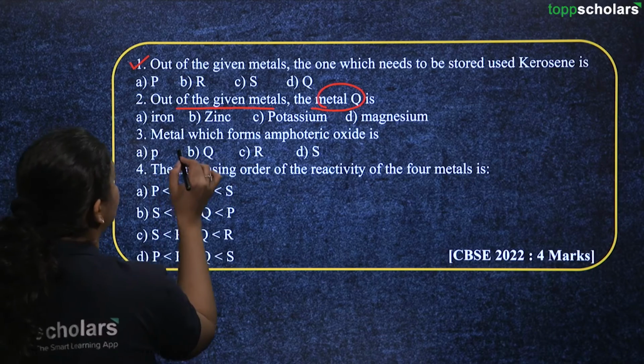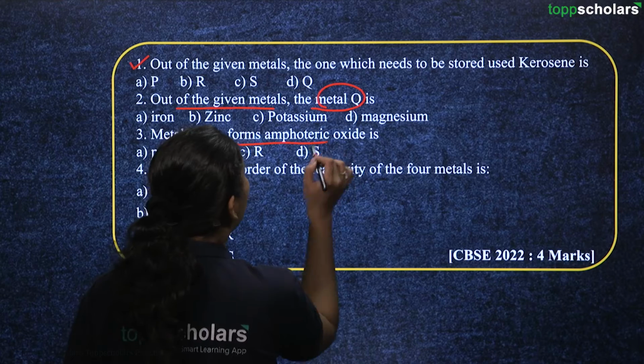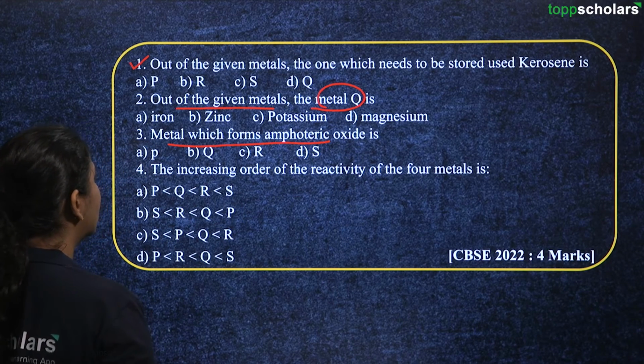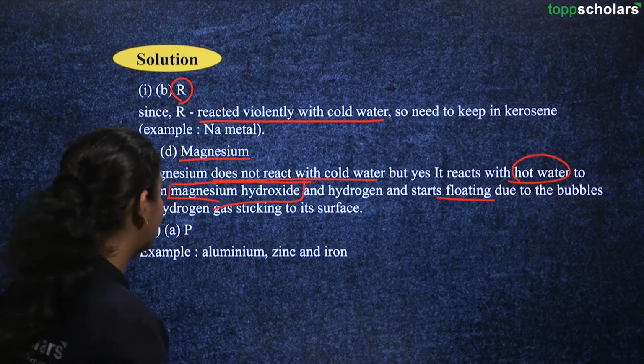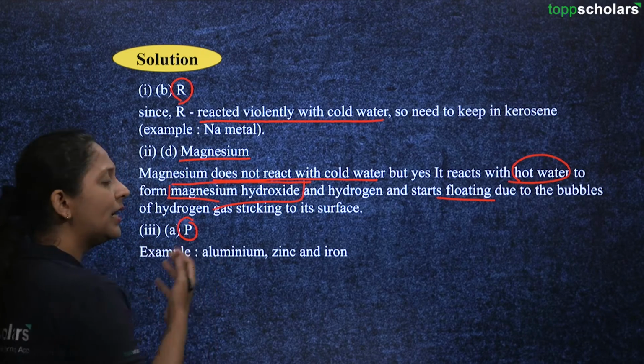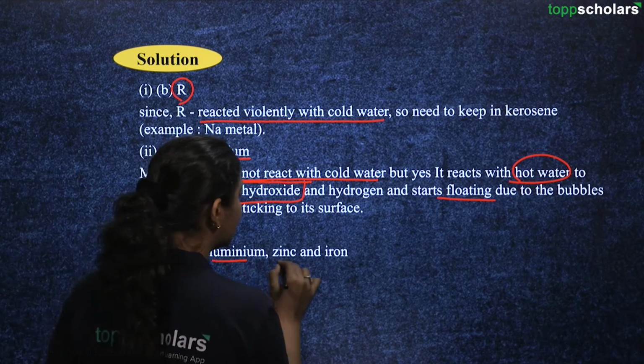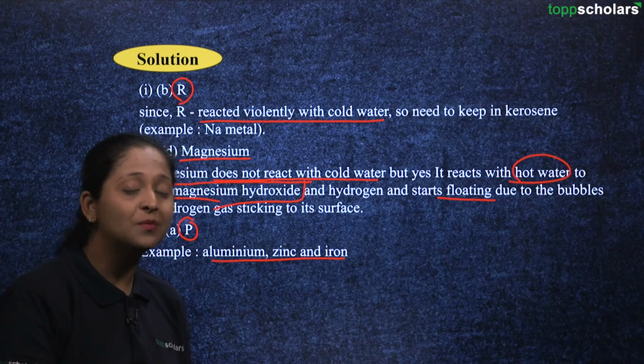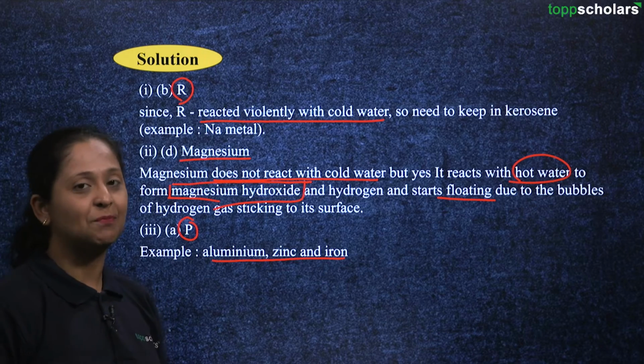The third question that we have: the metal which forms amphoteric oxide. Which is the one forming amphoteric oxide? We just saw the amphoteric forming metal is P. You can take an example, it could be aluminium, zinc and iron, because all of these can react in the oxide form with both acids as well as bases.